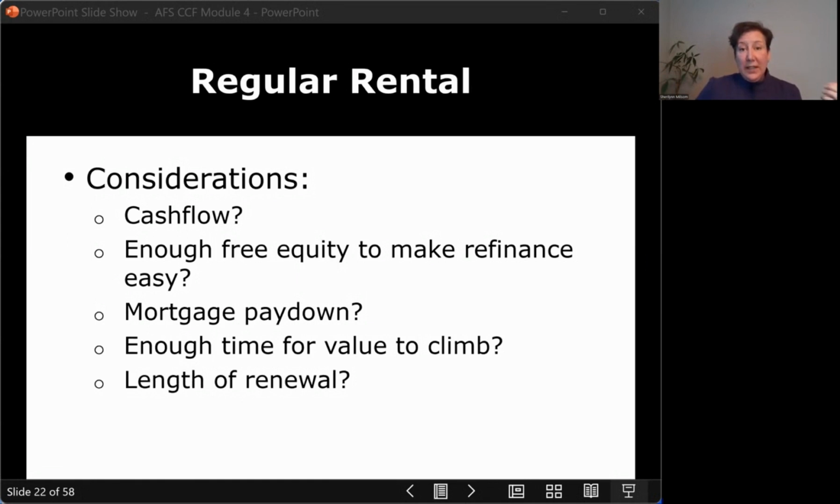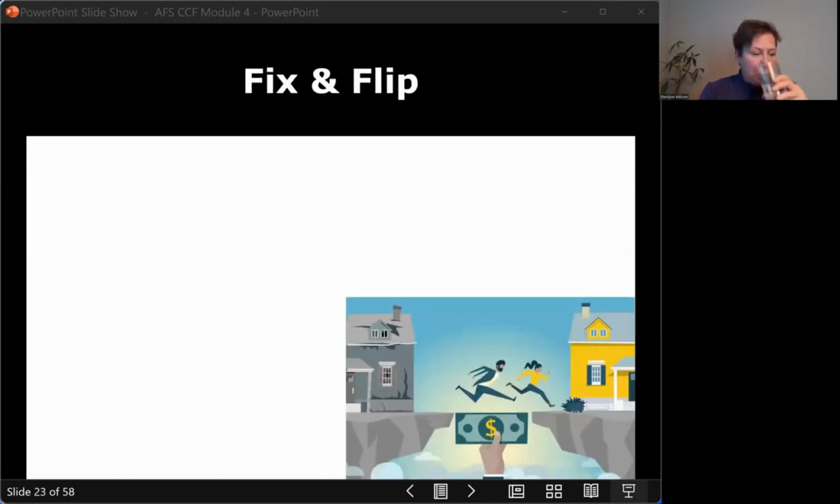And what's the length of renewal possible? If there's not enough time for the value to increase, the mortgage to pay down, and free equity all making that refinance easy, are we going to be able to renew for long enough to make it work as a regular rental? And of course, being a regular rental, you would be responsible as the landlord for repairs and maintenance, so you will need to make sure you have a reserve fund for that. It doesn't need to be paid all up front, but you should be budgeting every month for it.